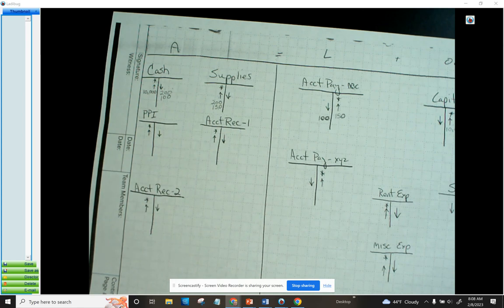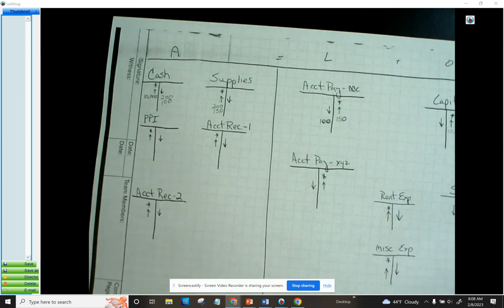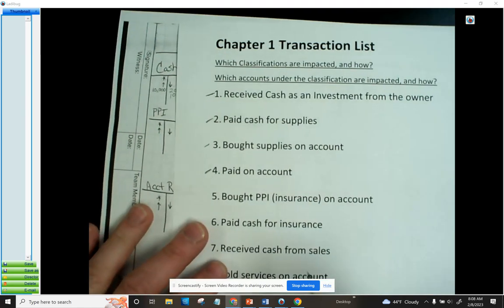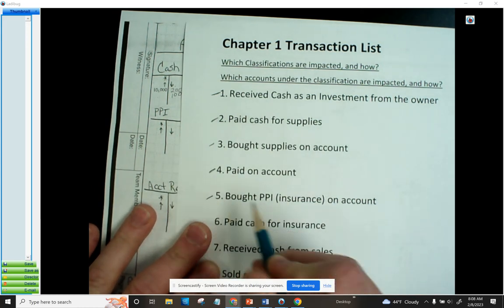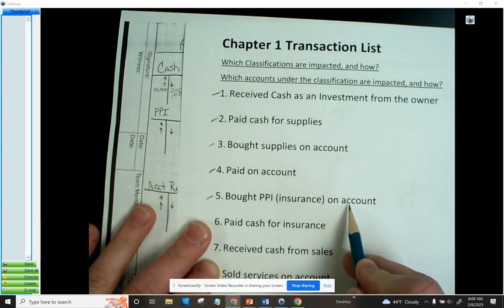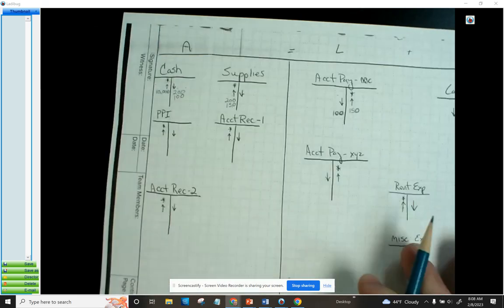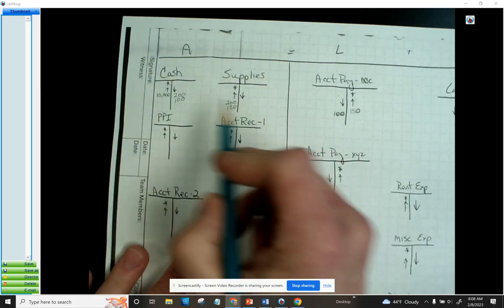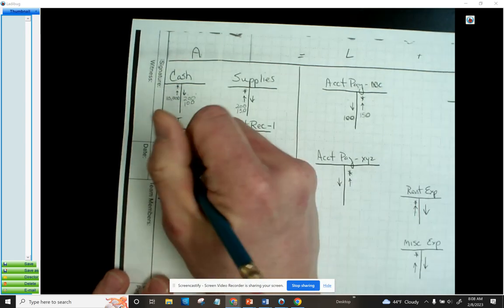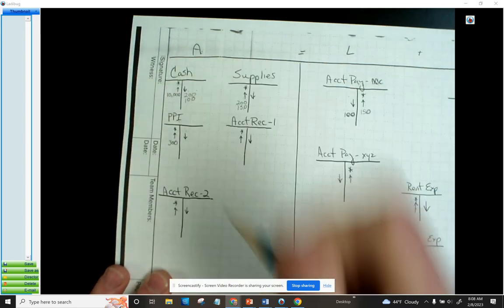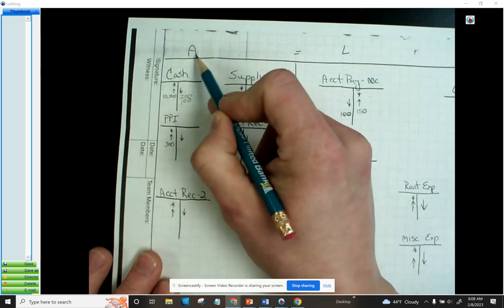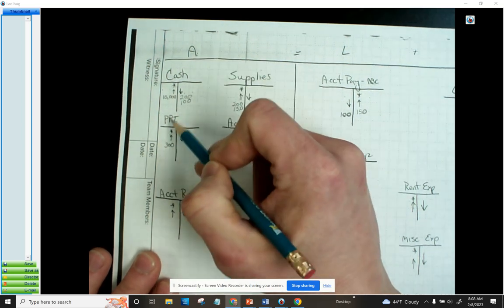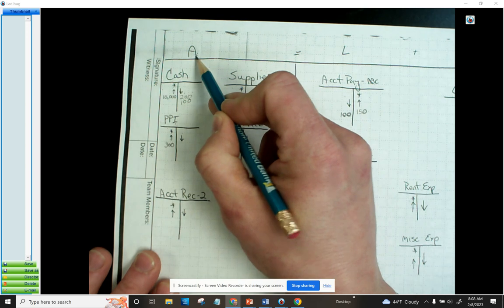Okay, next transaction we're going to do is bought insurance on account. We'll make insurance go up. We bought it on account, so accounts payable will go up. Insurance right here, bought insurance. Let's say we bought $300 in insurance. Insurance goes up with a debit. Normal balance side makes asset go up. Debits to assets will make the asset classification go up.